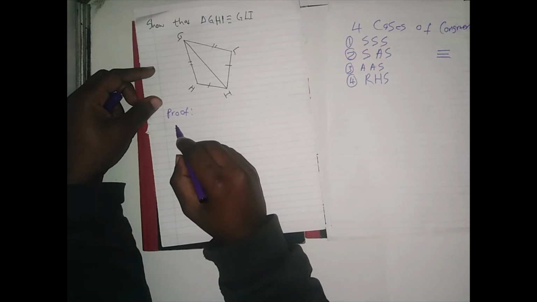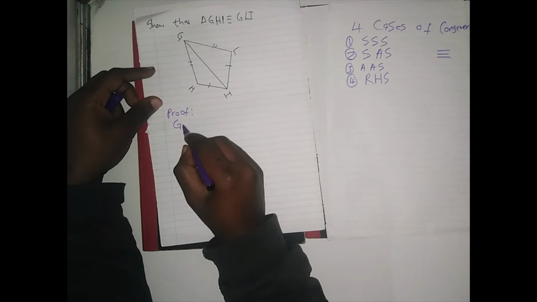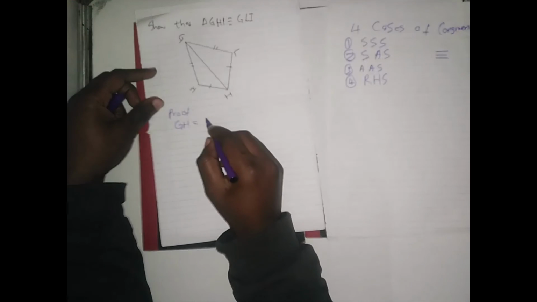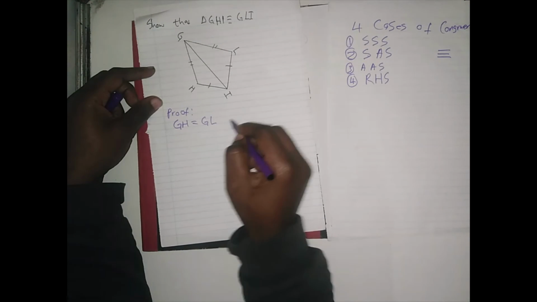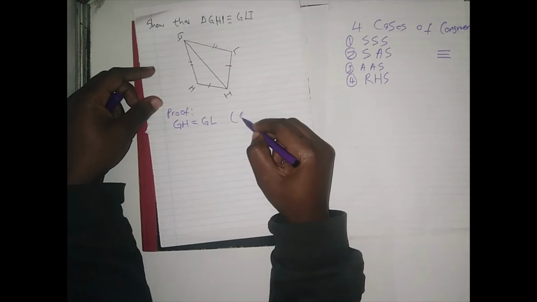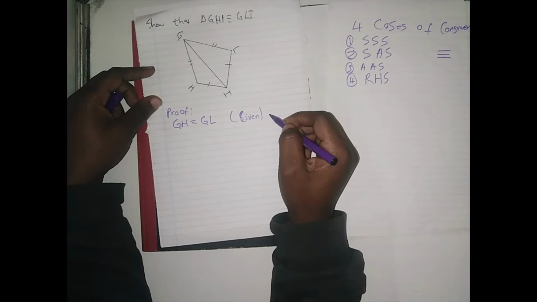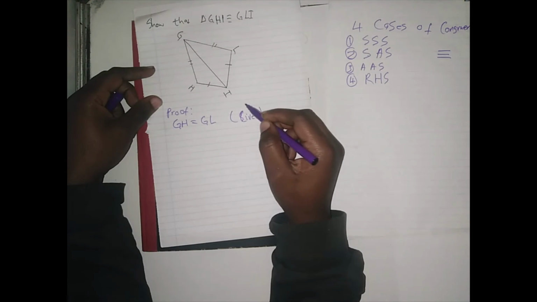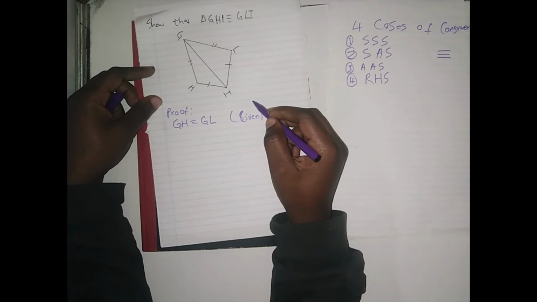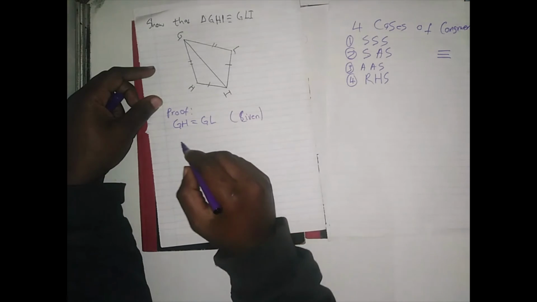Okay, so we can all see that GH is equal to GL. Can you see that? Now I have to know that it's given. Okay, it's given. And then you can see that HI is equal to LI.